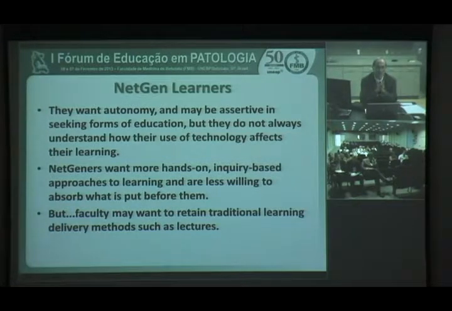So our current learners do want some autonomy, and they do want some control, and they do tell us what they want. But they do not always understand how what they do or how they use their technology will affect their learning. The good thing is that they do want more hands-on, inquiry-based approaches, and as we saw, doing things, kinesthetic approaches do have a better yield of long-term knowledge. But we as faculty are often grounded in modes of educational delivery, which we have done for a long time, and if they've been good for a long time, well, then we should keep doing them.